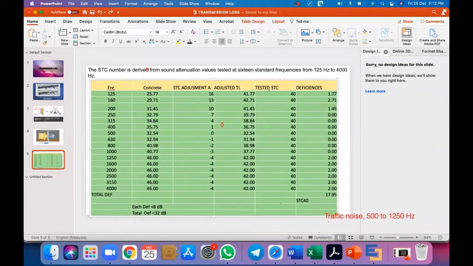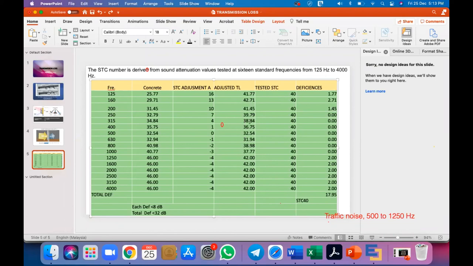And so on. Then this one is the tested value, the value that you want to test, so you can try. For example, concrete, the value of SDC is 40, 50, 30, and so on. You just put here the value 40 for all, the same value, because you want to target your material at 40. This is concrete, and I want to target SDC 40, so I put 40 for all. Then I compare: I subtract the standard from the adjusted. 41.77 minus 40, I get 1.77.